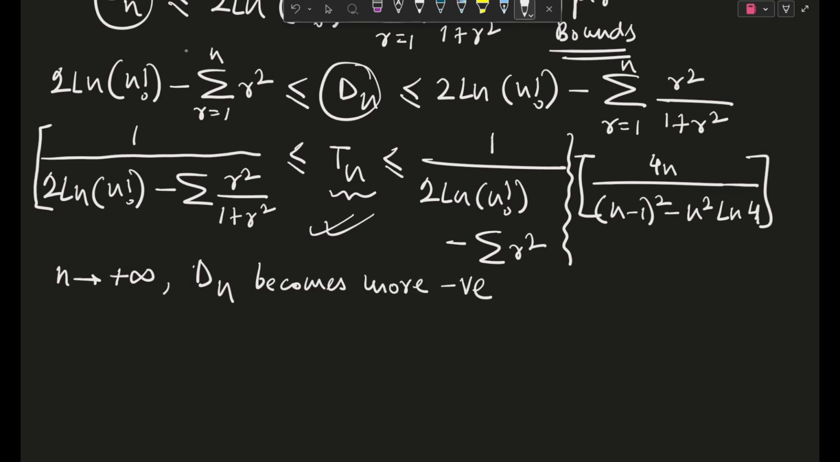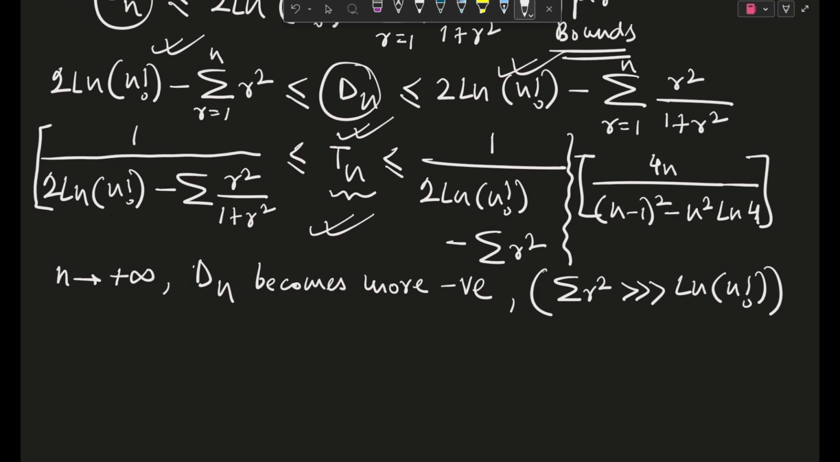And the reason is that both these bounds will become negative. I mean, they will keep becoming more and more negative. So if dn becomes more and more negative, then Tn will also become more and more negative, right? And the reason for this, I will write this in a bracket, is that sigma r square will actually progress more than ln n factorial, the value, okay?